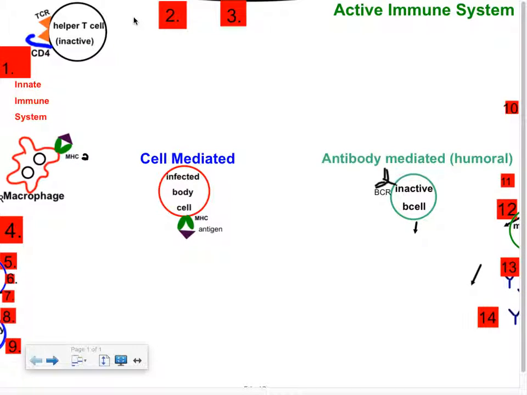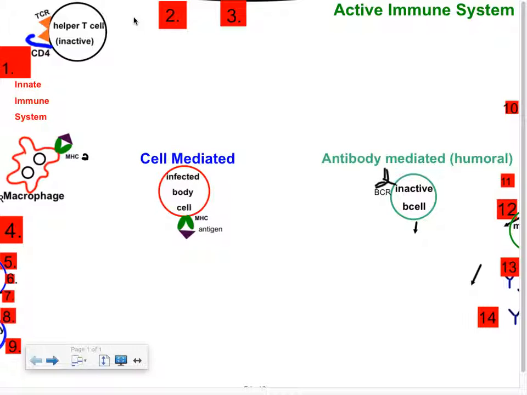We're going to talk about the adaptive immune system here. So remember how I talked about the linking of the innate to the adaptive immune system and how a cell called an antigen presenting cell will present that antigen to another cell. That's where we left off.